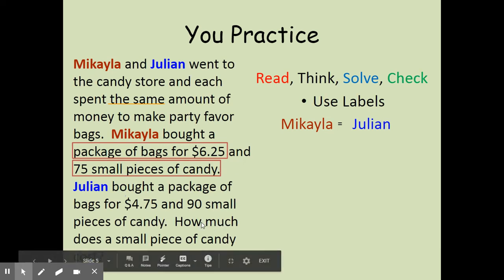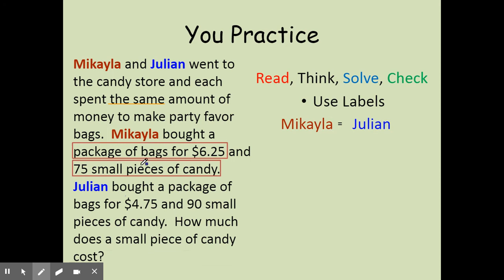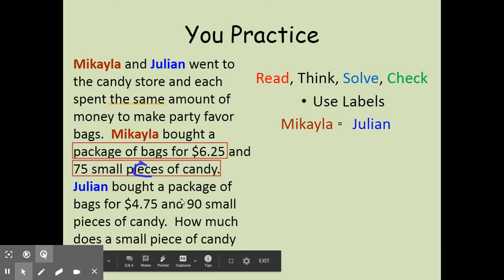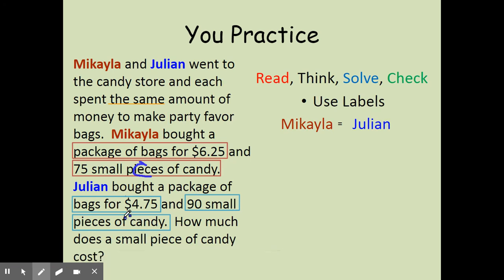And again, my question said, how much does a small piece of candy cost? So my variable is going to go with my 75. And then Julian bought a package of bags for $4.75 and 90 small pieces of candy. So again, how much does a small piece of candy cost? My variable, and I'm just using C for candy, is going to be with my coefficient of 90.